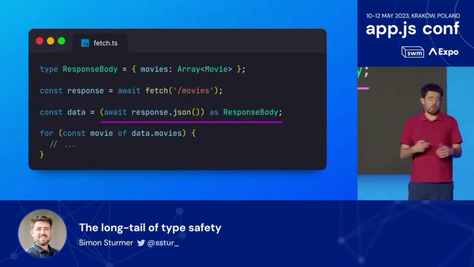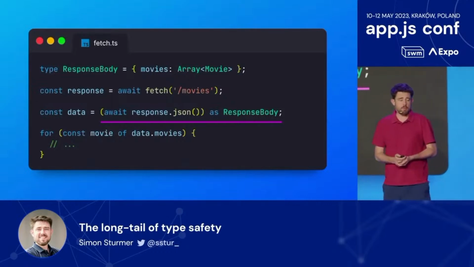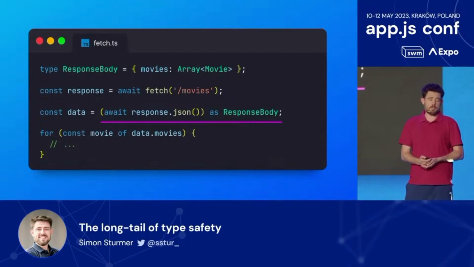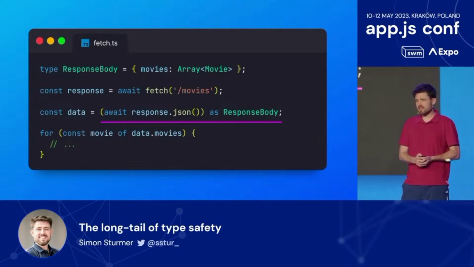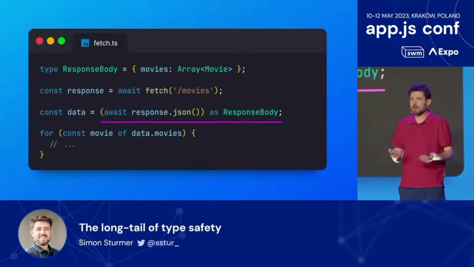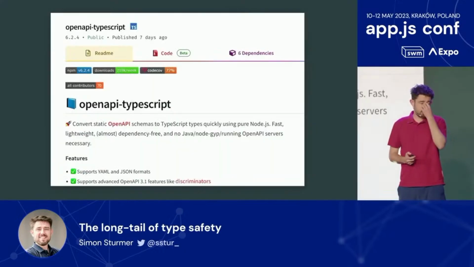We'd say as response body, and we'd write the type for that somewhere and say, okay, well, response body is going to have a property called movies, which has an array, and of course we have to write the type for movie as well. And so this is kind of clunky, and it sucks a little bit, and as we learned earlier, as is not ideal. We'd like to avoid it. So what can we do?